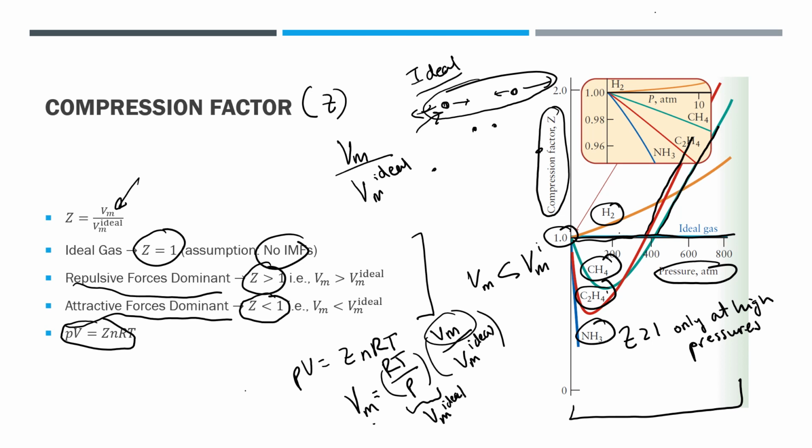So why is that? Remember, Z is greater than 1 means that repulsive forces are dominant, right? So at high pressures, this sort of makes sense because your particles are getting shoved really close to each other because there's such a high pressure, to the point where their electron clouds are starting to overlap, right? So there's going to be very high repulsive forces. If you remember the potential energy diagram, when these things get really close to each other, it's a very high potential, which causes a repulsive force.